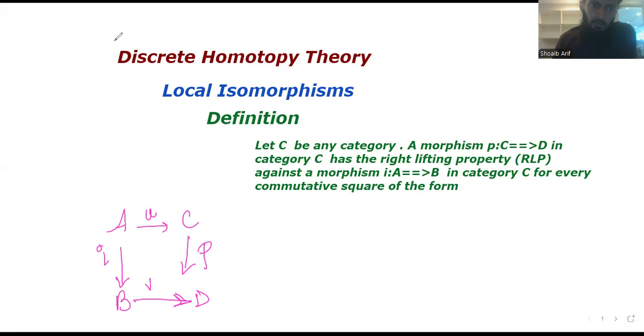This is the Discrete Homotopy Theory lecture series. So today our topic is local isomorphism. First of all, I will give the definition of local isomorphism.